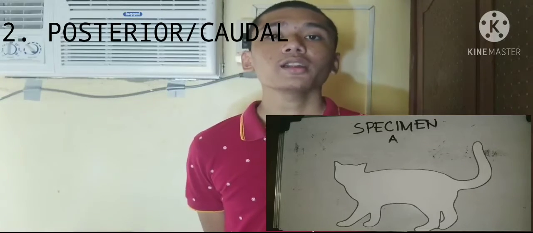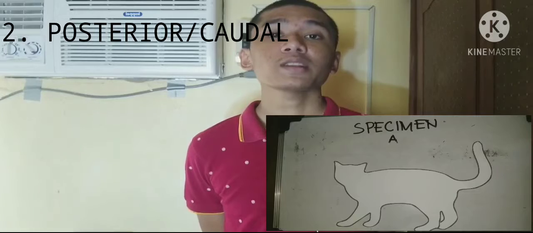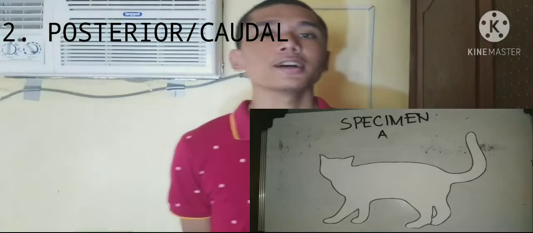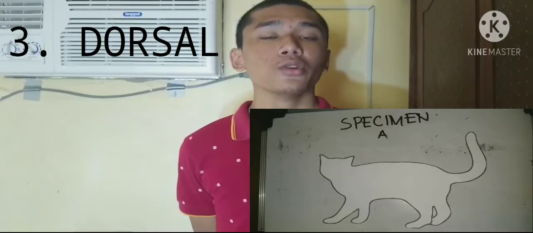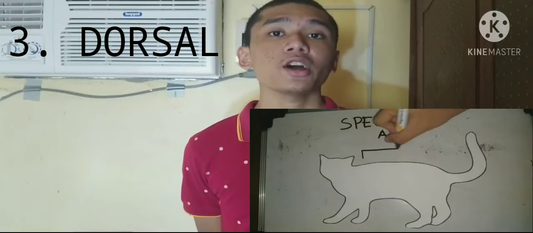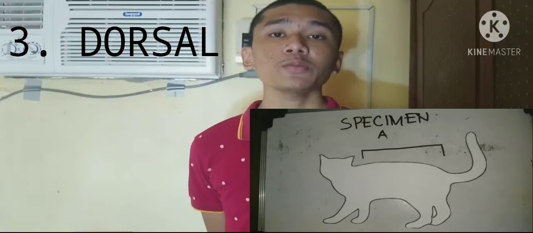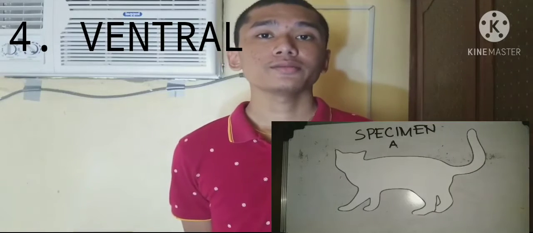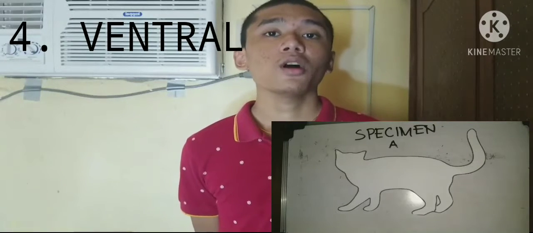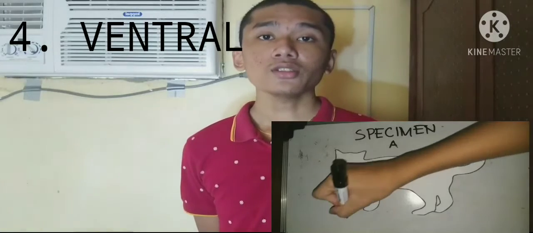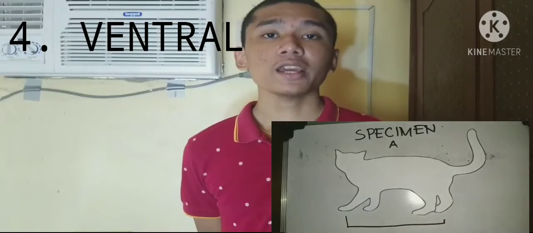Posterior or caudal refers to the tail end of specimen A or the coccyx of specimen B. Dorsal is applicable for lower forms or specimen A. It is the back or upper side of specimen A, but in the human body, it is also called posterior. Ventral is also applicable for lower forms or specimen A. It is the front or the underside of specimen A, but in the human body, it is also called anterior.